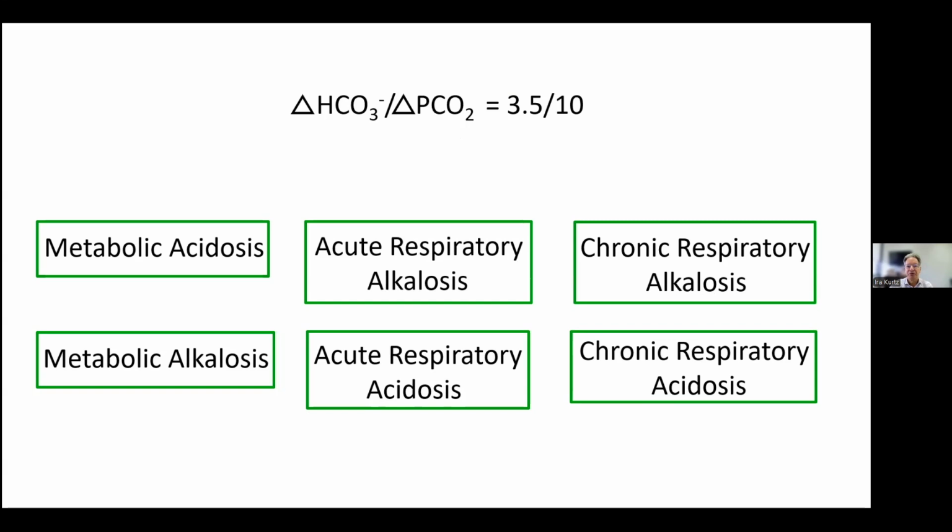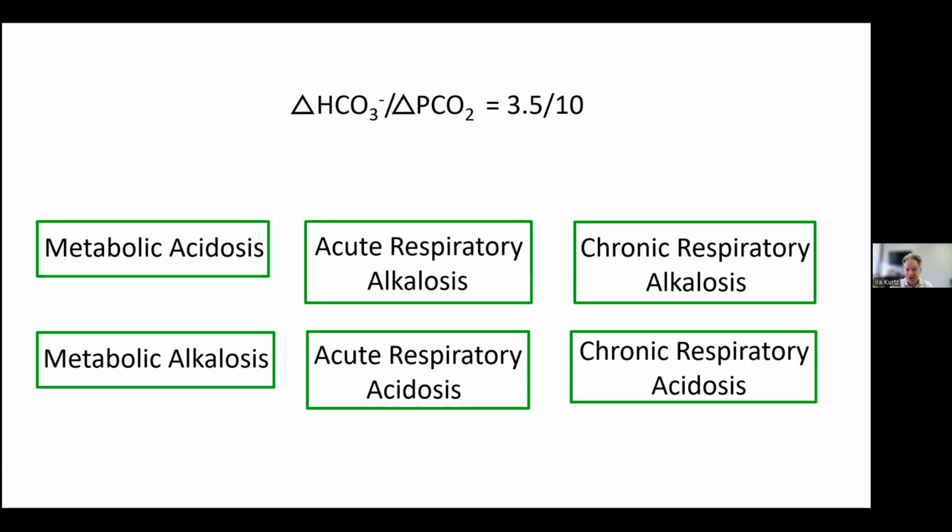Okay, here's another ratio. The change in bicarbonate to change in PCO2 is 3.5 to 10, or 7 to 20, that sort of thing. Which disorder has this ratio? Chronic respiratory alkalosis? It's actually acidosis. So just remember conceptually that if you're not sure which of the 2 it is, the changes in respiratory alkalosis are greater. The ratio is actually greater, both for acute and chronic respiratory alkalosis.